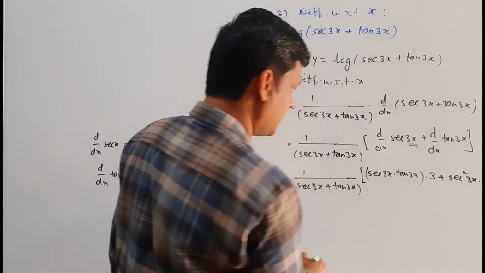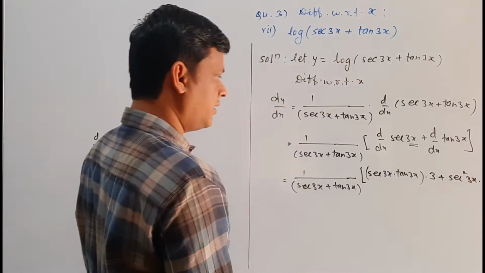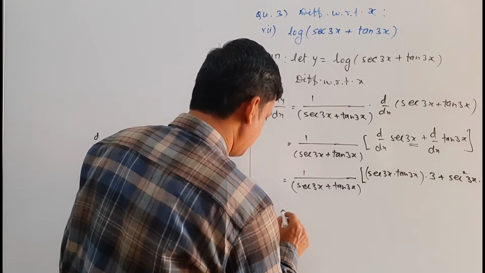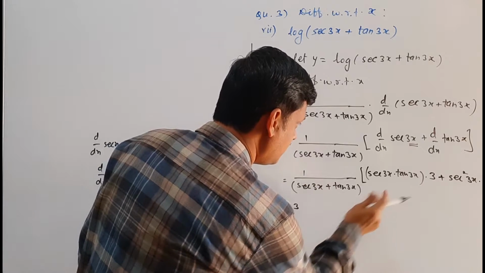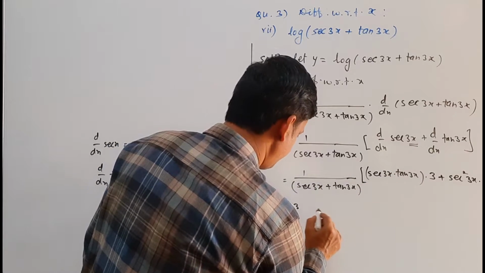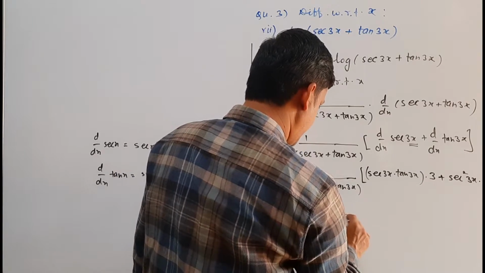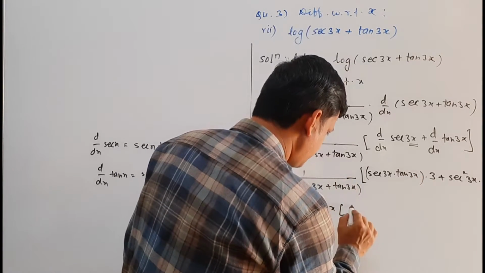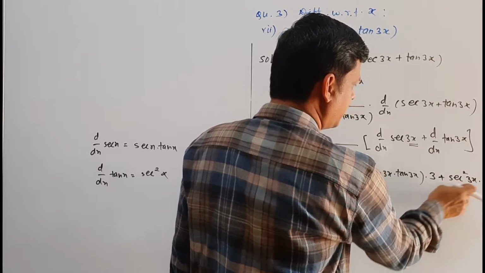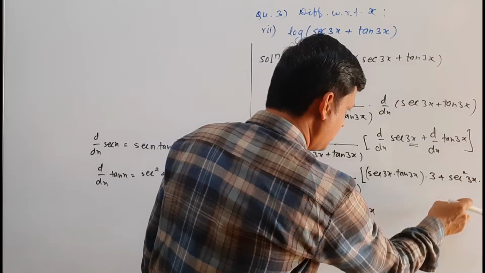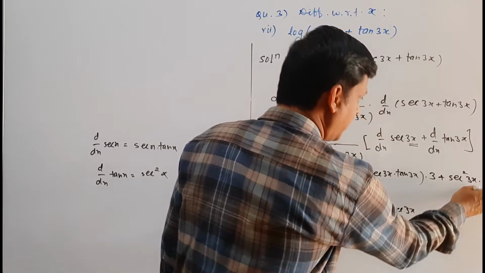Now we write this as, we can take 3 sec 3x common from both the terms. So we write here in numerator 3 sec 3x, and in bracket we write here tan 3x. Here from sec square 3x we take sec 3x common, so the remaining term is plus sec 3x. We also take 3 common.